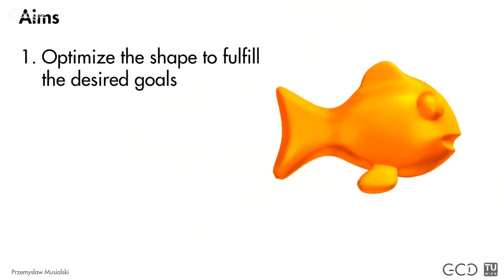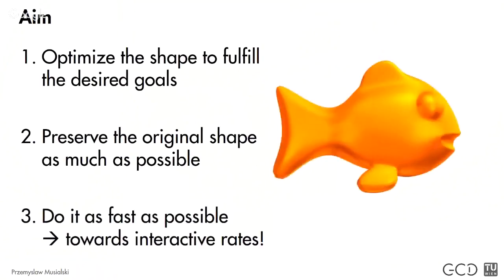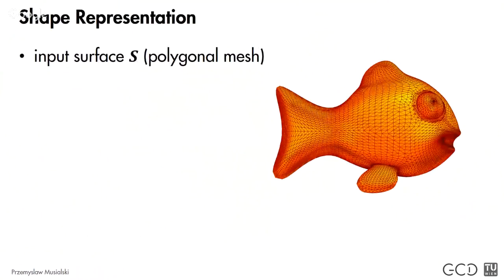So our goals are to optimize the shape such that it fulfills the desired goals, fulfills some properties like floating. On the other hand, we want to preserve the original shape because usually it's designed by a designer who would like to have it in the state he or she has created it. And the third goal is to have a method which is as fast as possible, maybe even interactive. So let's have a look into a little bit more detail.